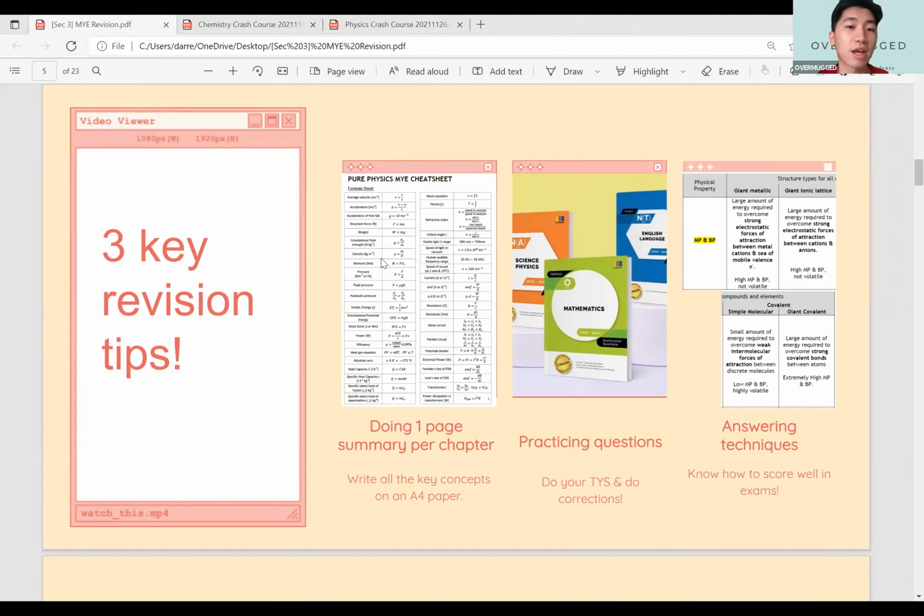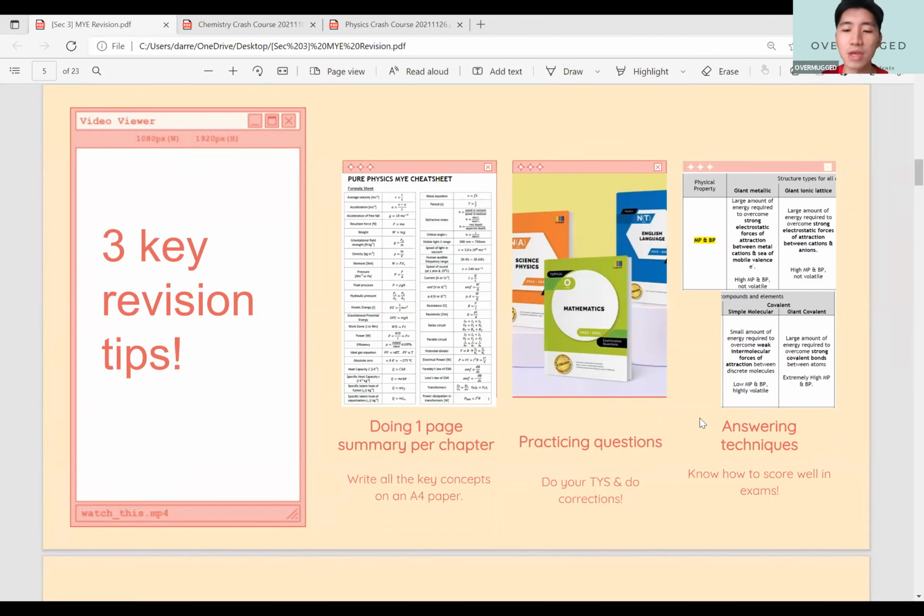So what I encourage you to do, if you are very serious about making sure that your science is in good shape and you need to really recap on your content, is this. Honestly, thus far, you haven't learned many chapters yet. True, right? So for your physics and for your chem, maybe you have learned like 5 to 6 topics at most. So it's very realistic for you to do a quick 1-page summary per chapter.